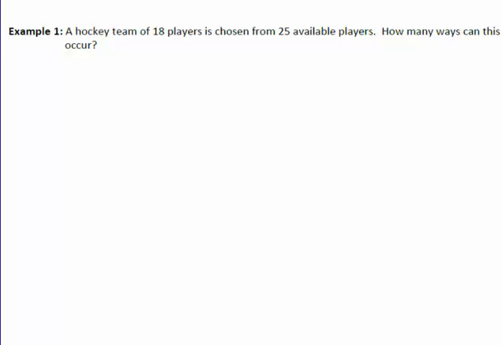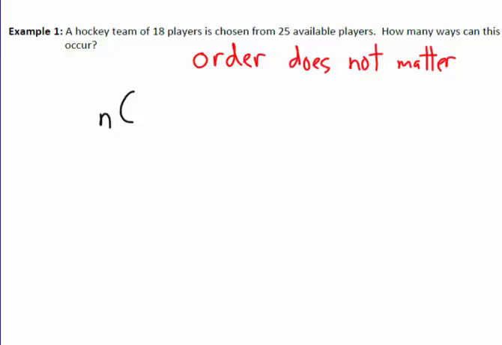So let's look at this situation. A hockey team consists of 18 players. There are 25 that are available that we are going to choose from. How many ways can this occur? Well, the first thing we have to determine here is order. And when we're being chosen for a team in this case, the order does not matter. We don't care if we're chosen first or 18th. We just want to be chosen to be part of that team. So the order doesn't matter. If that's the case, we know it's nCr that we're going to use for this calculation.